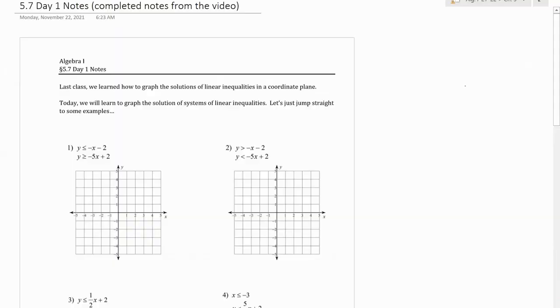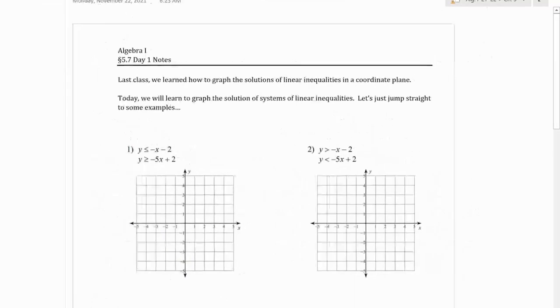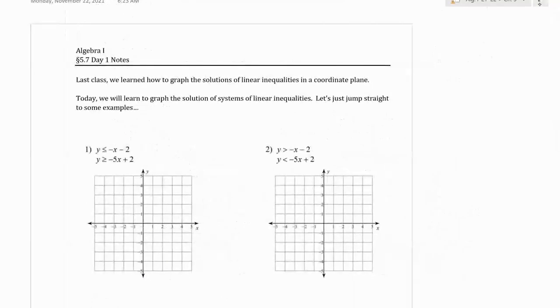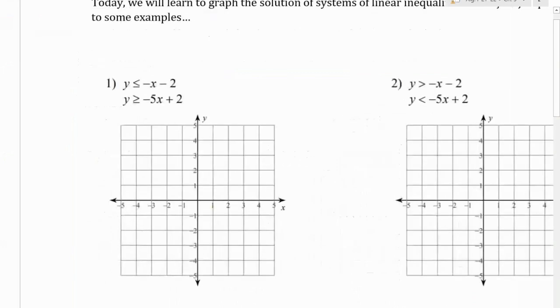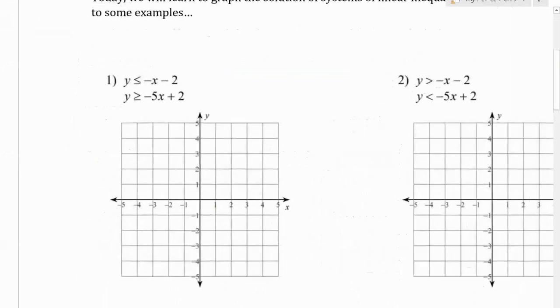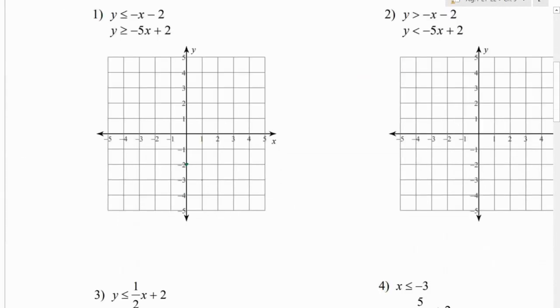Right, let's continue what we were talking about Friday and now do systems using these linear inequalities. Okay, so let's say we have to graph y is less than or equal to negative x minus 2. So we have y-intercept at negative 2. We're going to go down 1, right 1. Get our points lined up.